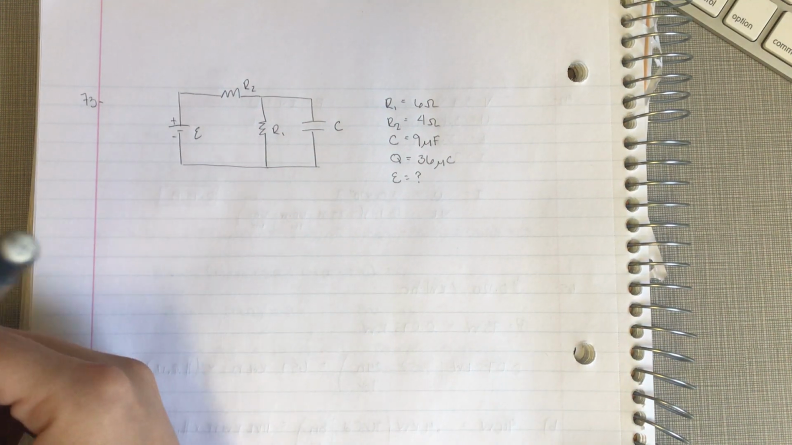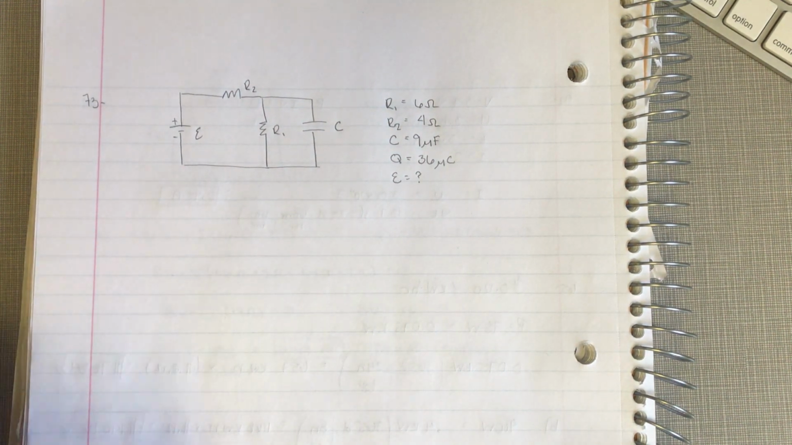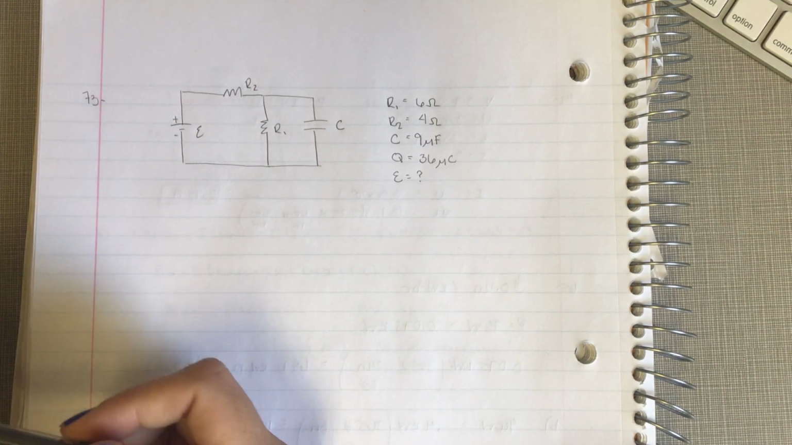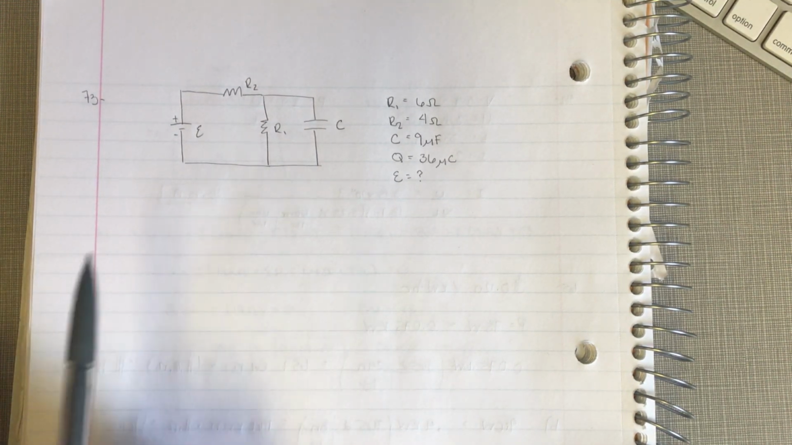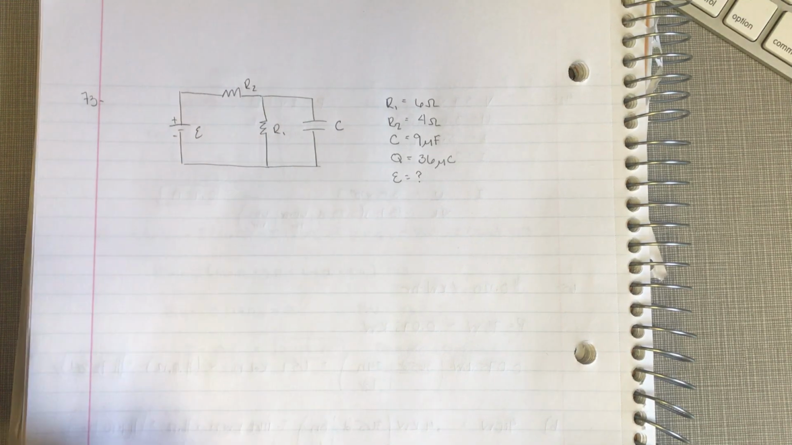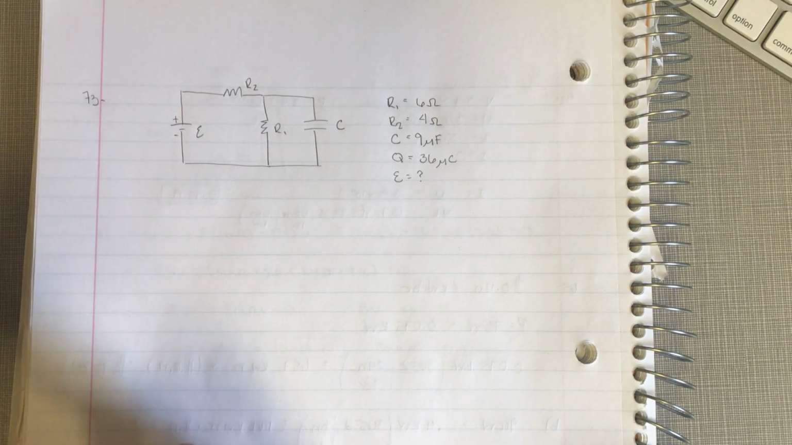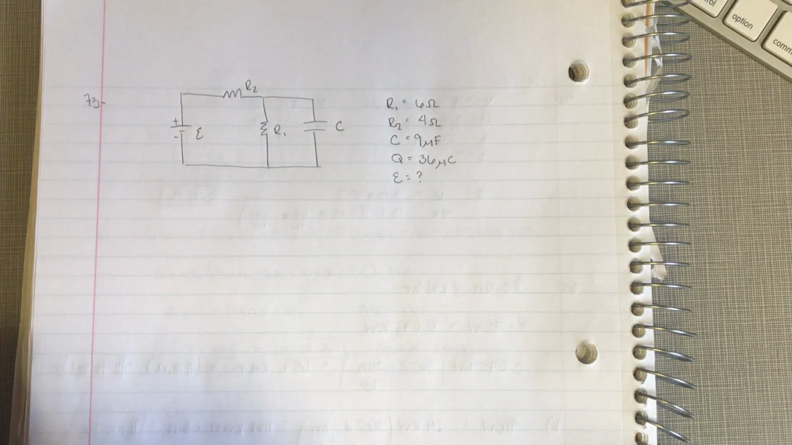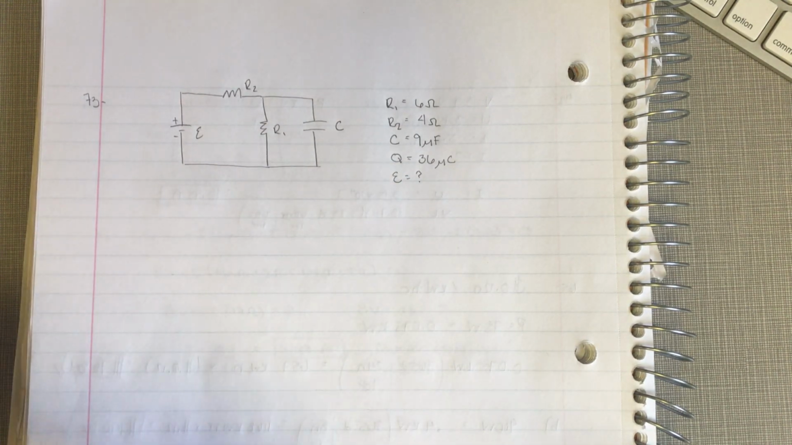And last but not least, number 73. Consider the circuit shown here. The EMF source has a negligible internal resistance. The resistors have resistances R1 is 6 ohms, R2 is 4 ohms. The capacitor has capacitance 9 microfarads. And when the capacitor is fully charged, the magnitude of the charge on its plates is Q equals 36 microcoulombs.